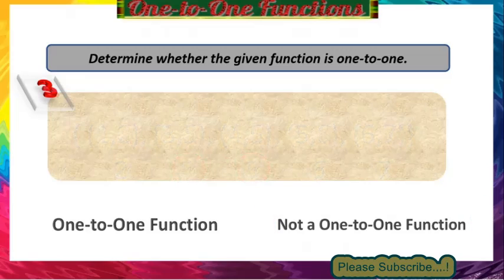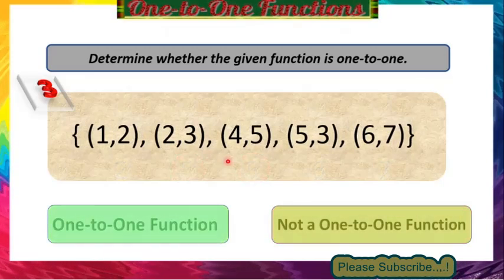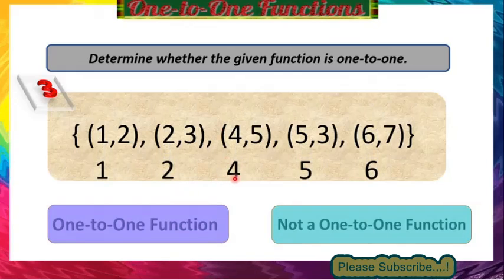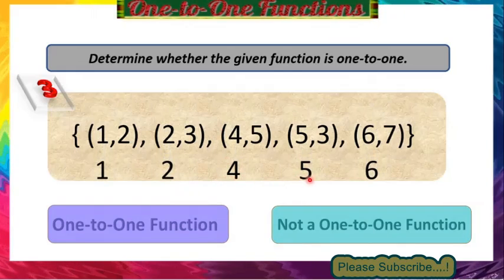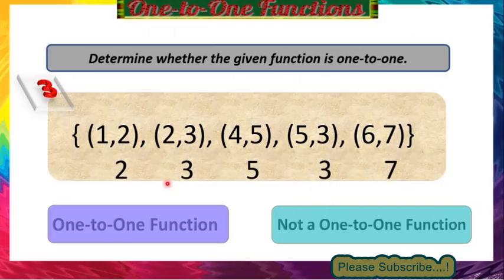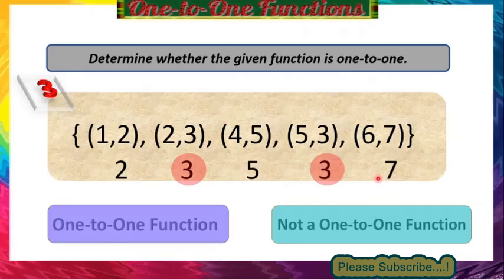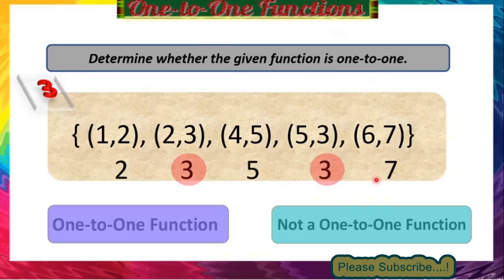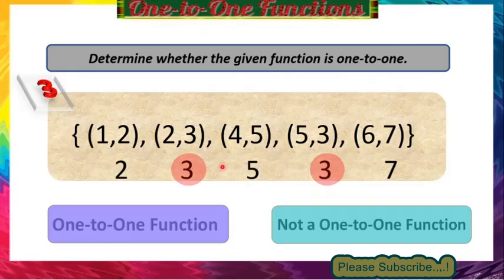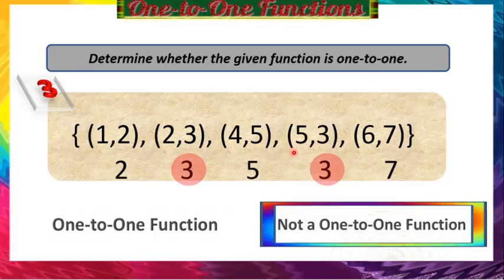Okay, number 3. We have this set of ordered pairs. The same, we look at the x values. We have 1, 2, 4, 5, and 6, so there's no repetition for our x values. How about for y? We have 2, 3, 5, 3, and 7. As you can see, 3 is repeated for y values, which is paired to x values 2 and 5. So this is not a one-to-one function.